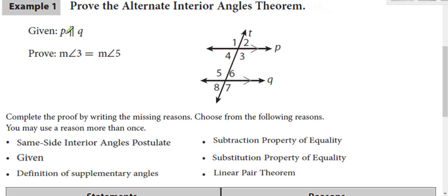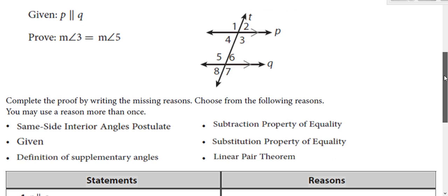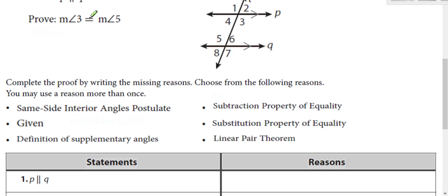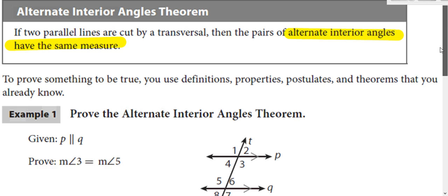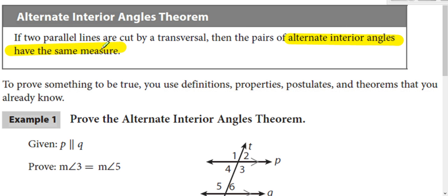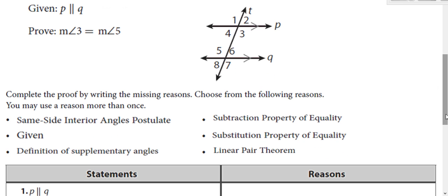So since we know that the lines are parallel, that's what we're going to start with. Line P is parallel to line Q. P is parallel to Q. And we're going to prove that angle 3 and angle 5 are equal in measure, which is what the theorem just said. They have the same measure. Alternate interior angles are equal.